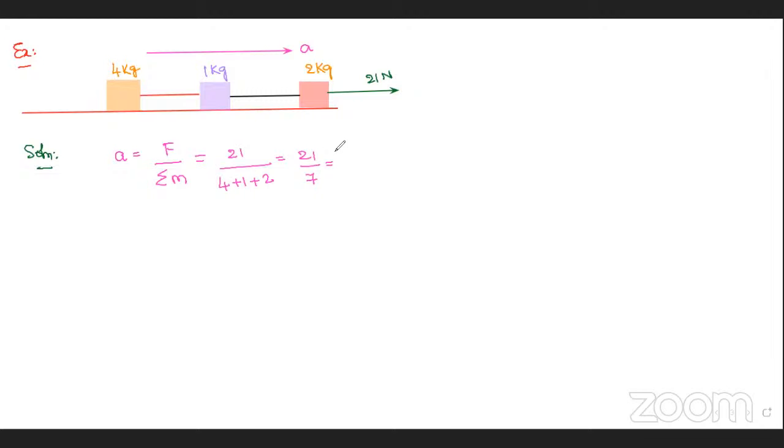Then Lakshmi, Gayatri, here 2 students got the same answer, Nana. Once you check, I don't know who is correct, you or they. Anyway, I will check, no problem. 21 by 7 is 3. A equals 3 meter per second square.